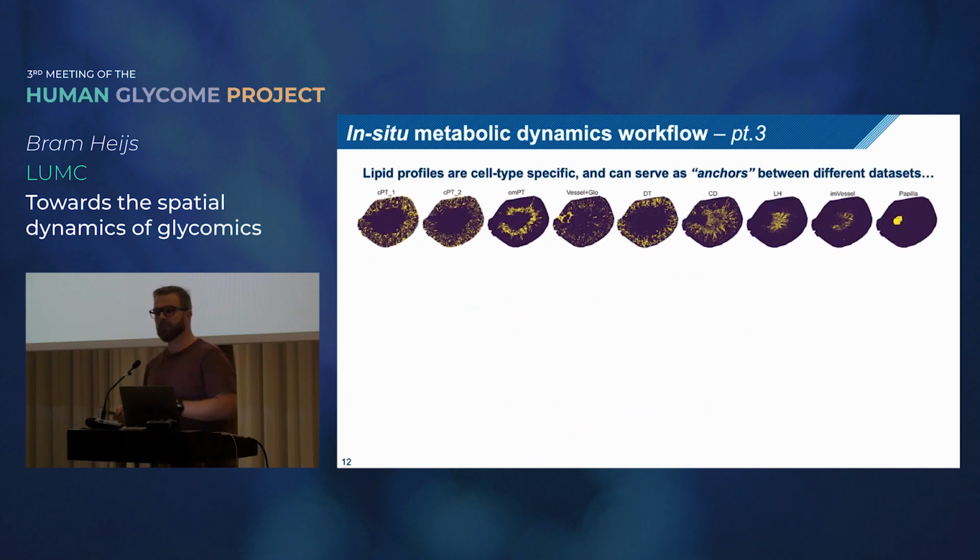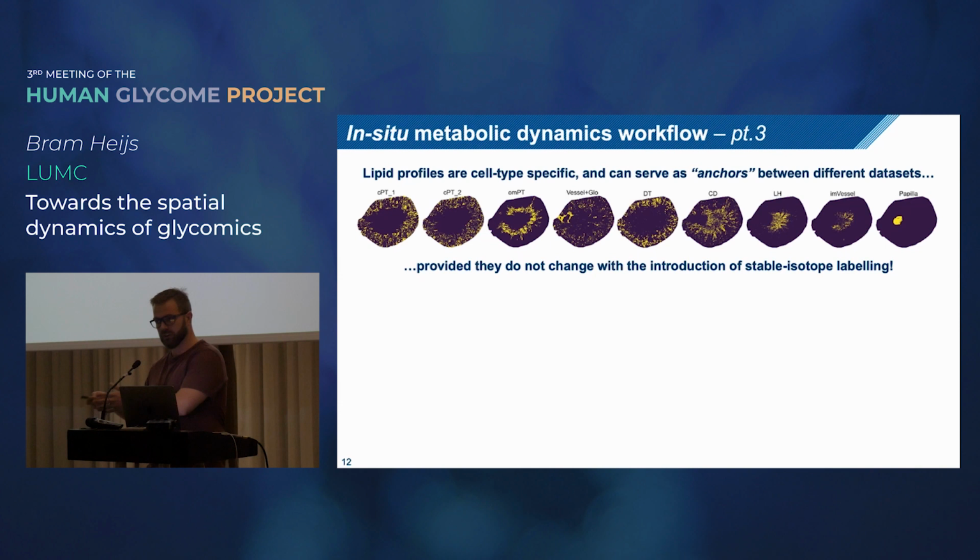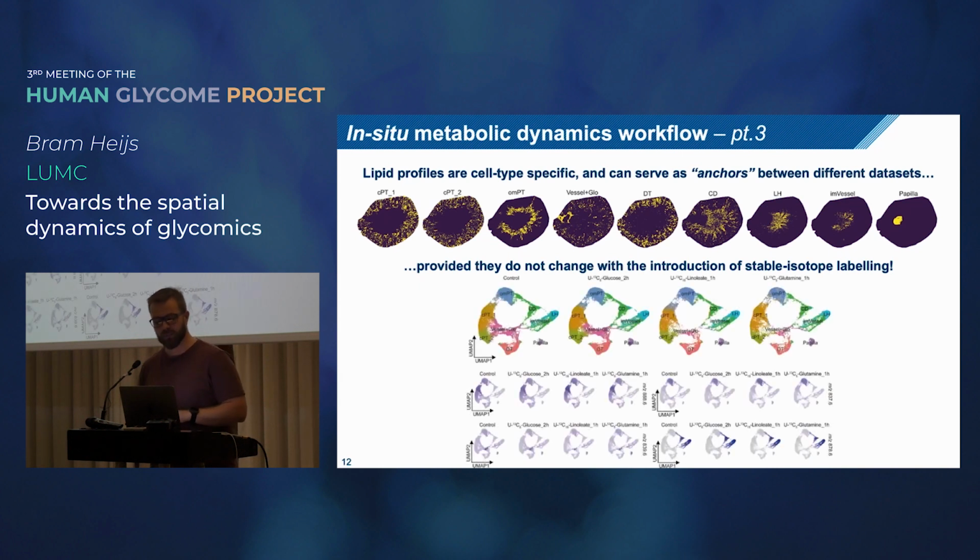So as I said before, the lipid profiles that we detect are very cell type specific, and they always are. We have shown this, others have shown this in the past, and therefore they can serve as anchors between these different data sets to be able to integrate all this data from the different time points and the different nutrients. Provided that these lipid profiles do not change with the introduction of stable isotope labeling, because also the phospholipids that are present in the membrane are products of metabolism, and they can be influenced by the metabolism and therefore also by the incorporation of isotope labeled standards. So that's something we tried to find out.